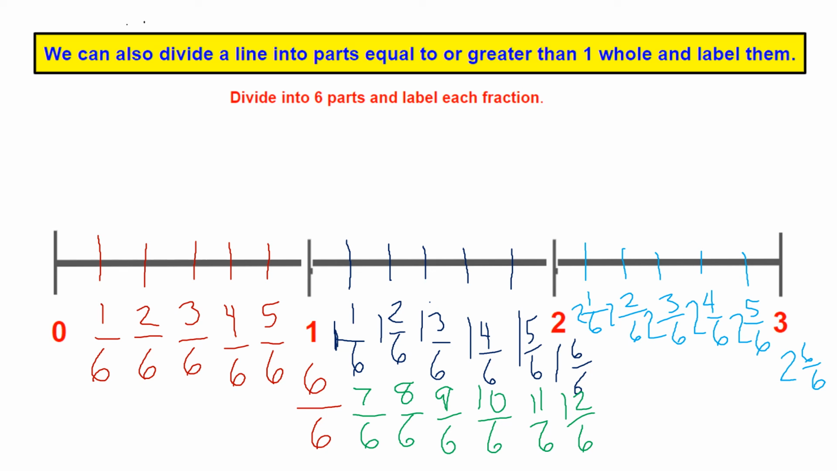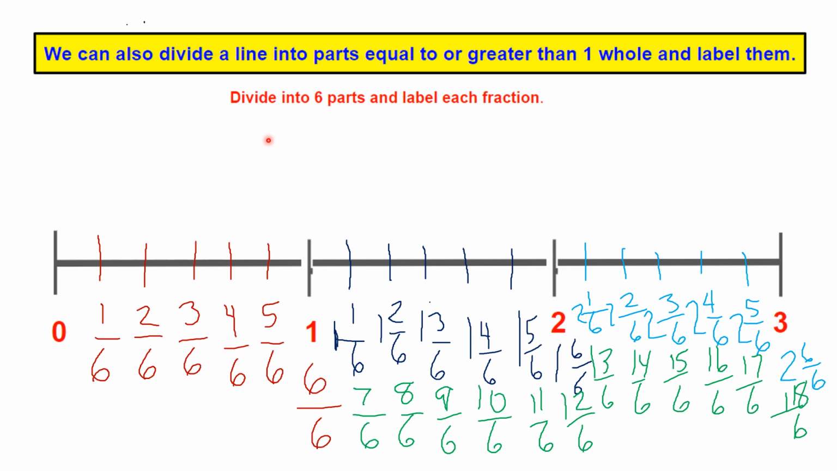All right, and we can continue if we wanted to with our improper fractions, which would be 13/6, 14/6, 15/6, 16/6, 17/6, and 18/6. 18/6 would actually make 3 wholes.